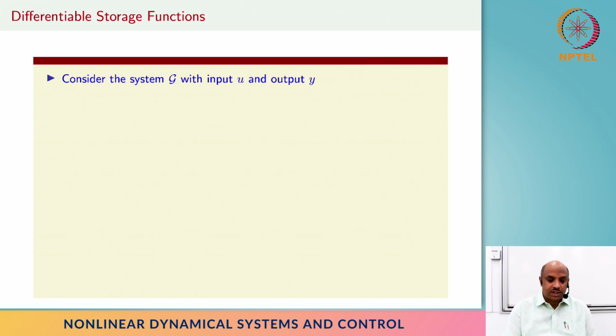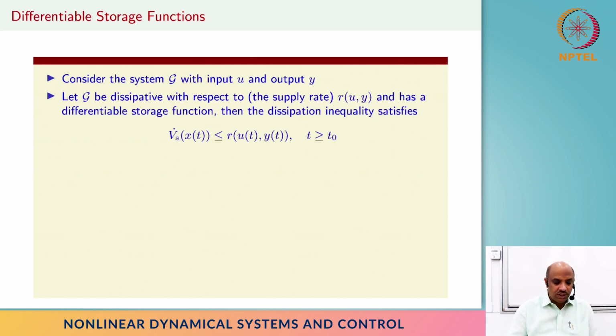Okay, so what else can we say? Now we have this definition of dissipativity with respect to the storage function, and if that storage function happens to be differentiable, then we can actually take the same inequality but take the derivative with respect to time and put it in a much simpler form, which essentially says the rate of change of internal energy is always going to be bounded by the supply rate R of u comma y, right?